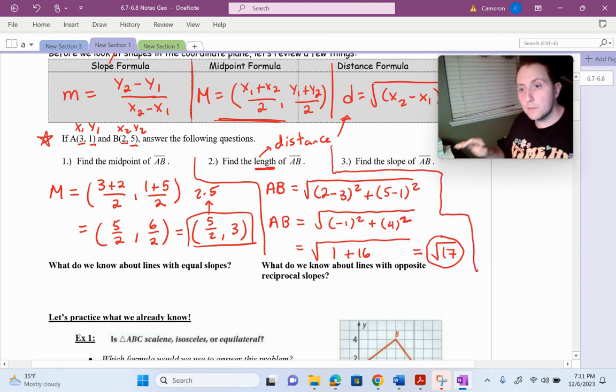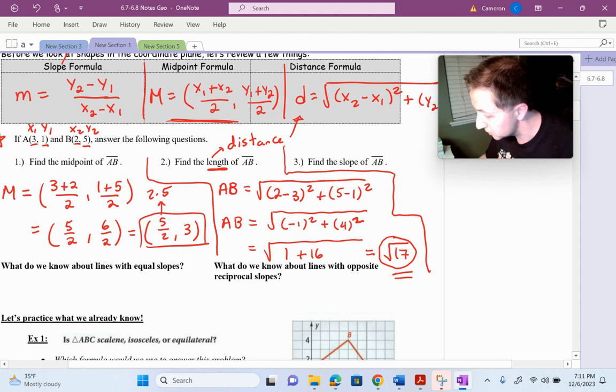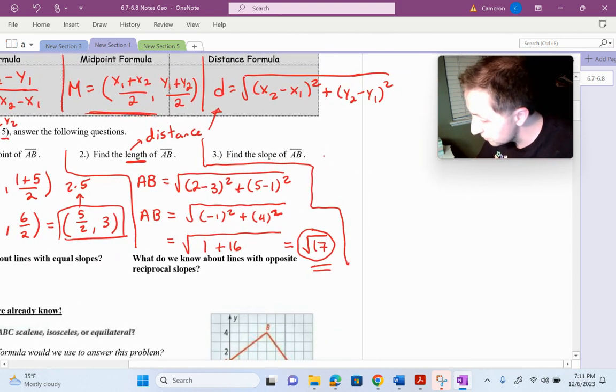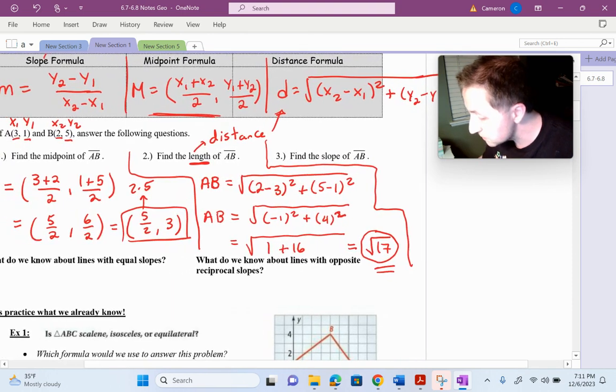I'm just going to give you a heads up. For the purpose of this section, we're going to leave them, unless they come out to nice clean square roots like square root of 25 or square root of 16, in radical form, because that's all we need. We're going to need them to match when we do the problems in this section. Last one, we need the slope of AB, so the rise over run, the steepness of that line.